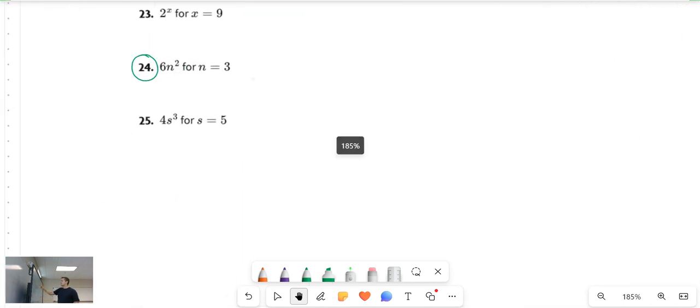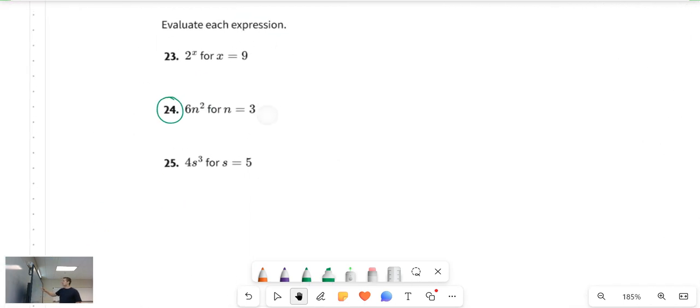And our last step, we have evaluate the expression 6n squared for n equals 3. All right, so 6n squared for n equals 3. So right off the bat, we see that n equals 3. So we're actually going to plug this 3 in where we see n. All right, so this is going to become, oop, the lights just went out on me. Hang on.